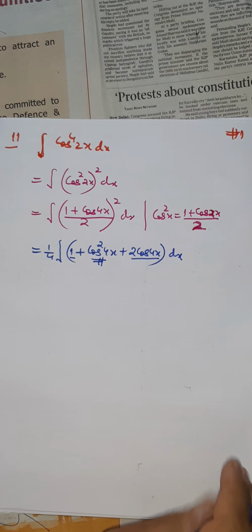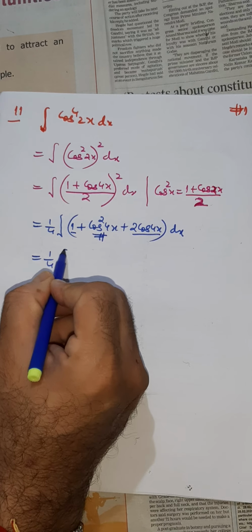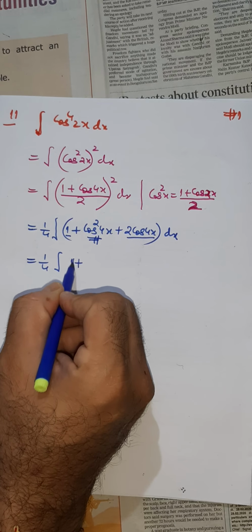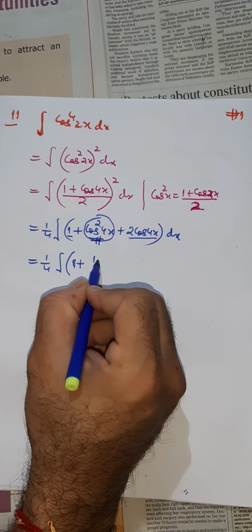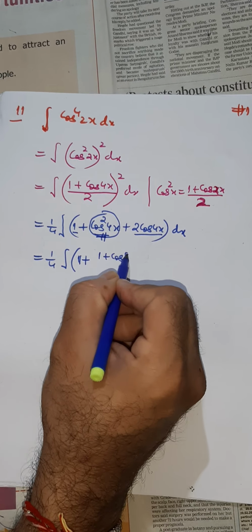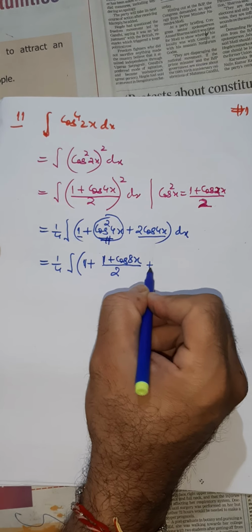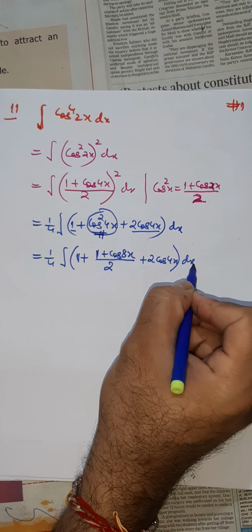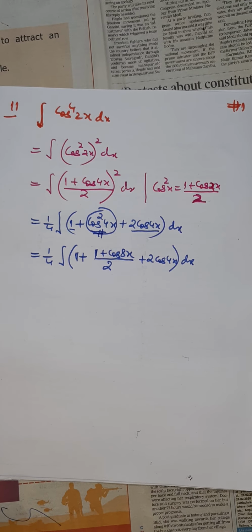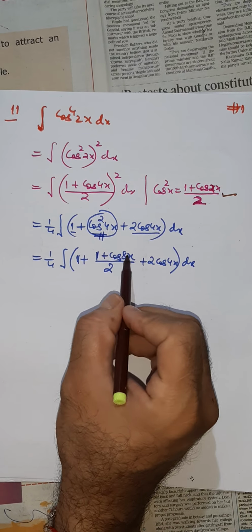So what we do? Same procedure. We use double angle formula again. 1 upon 4, 1 plus double angle formula for this, which is 1 plus cosine 8x the whole by 2 plus twice cosine 4x. What I did? Just double angle formula again. The same formula. 1 plus double of 4, which is 8.